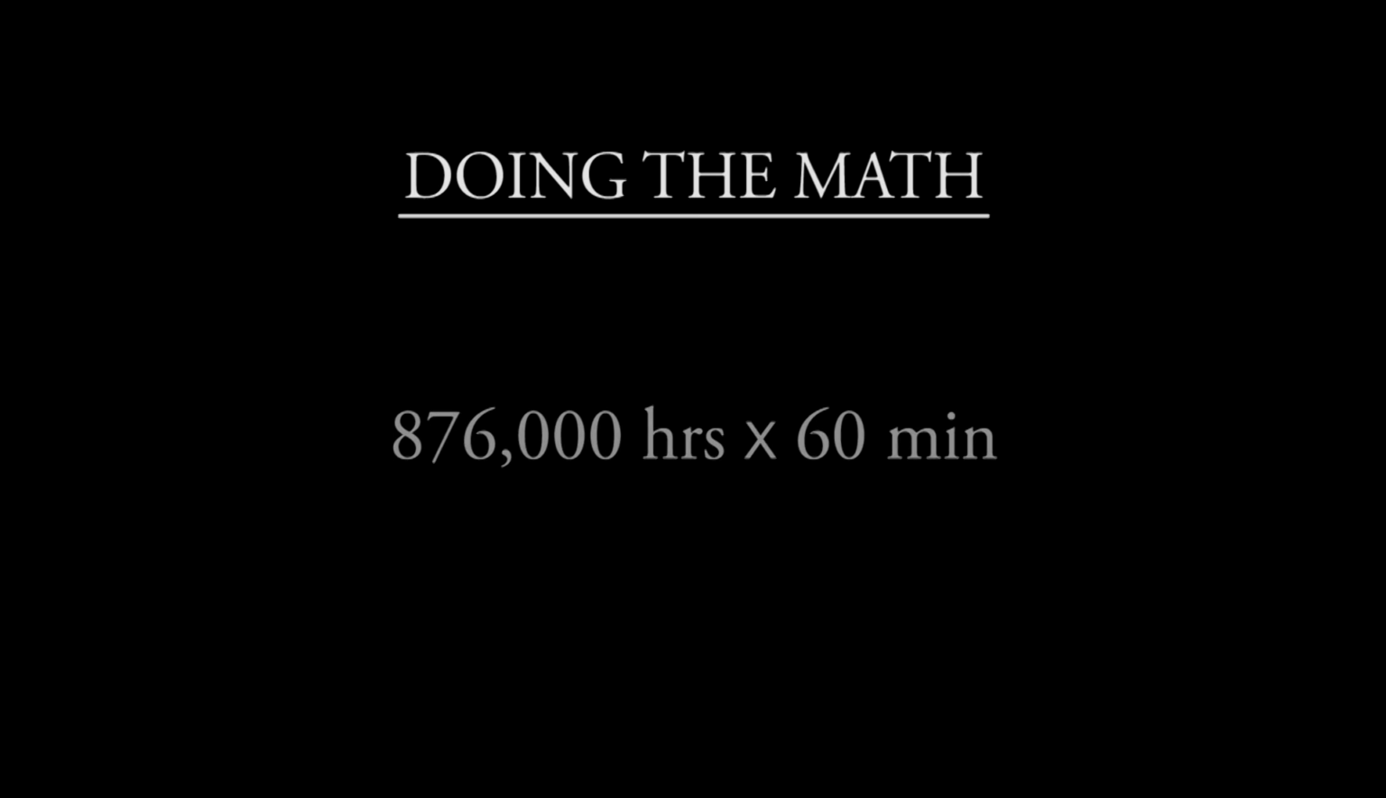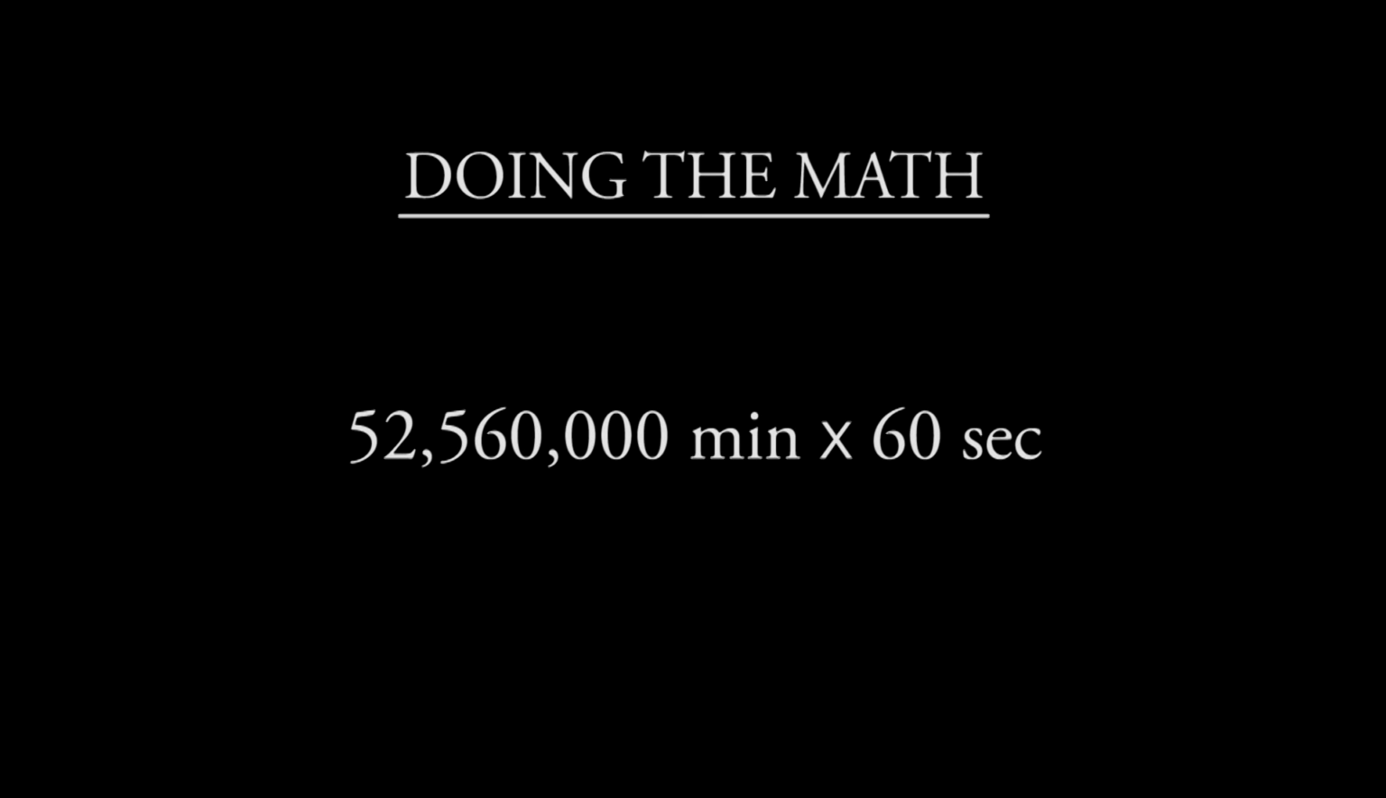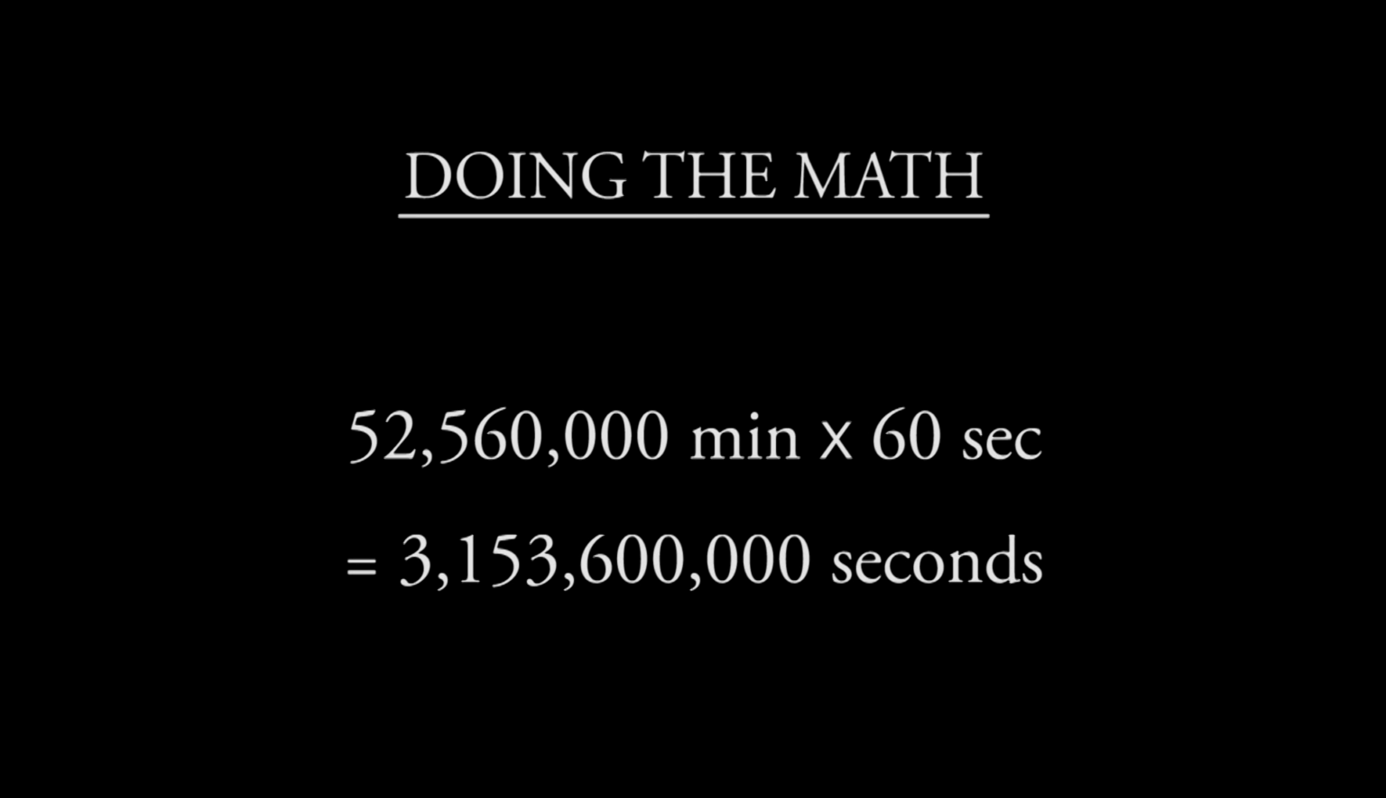Each day has 24 hours. That gives us a mortal life of 876,000 hours. Each hour has 60 minutes. That gives us a mortal life of 52,560,000 minutes. And each minute has 60 seconds, for a mortal life of 3,153,600,000 seconds in a 100-year mortal life.